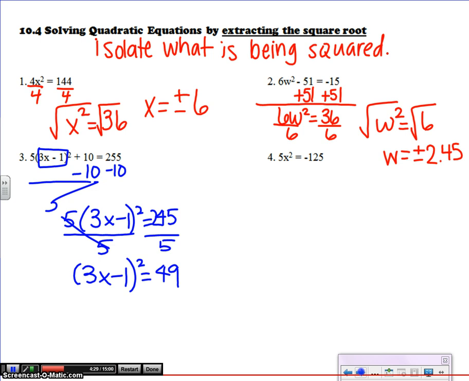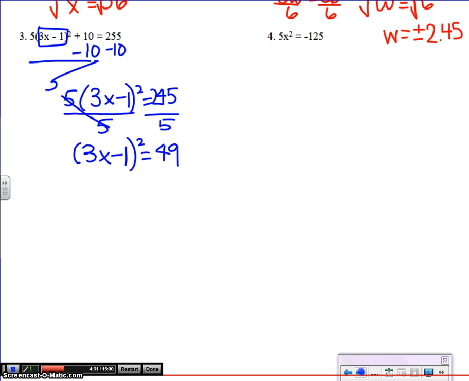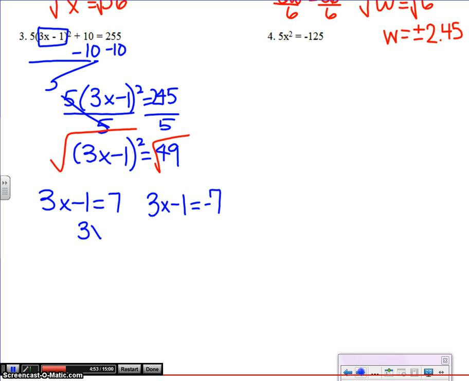Now from here, this is when we need to take the square root and then write our two equations. So I'll go ahead and take the square root of both sides. Now I'm going to write two equations. So I will have 3x minus 1 is equal to 7, or 3x minus 1 is equal to negative 7. Then I'll just solve these two-step equations.